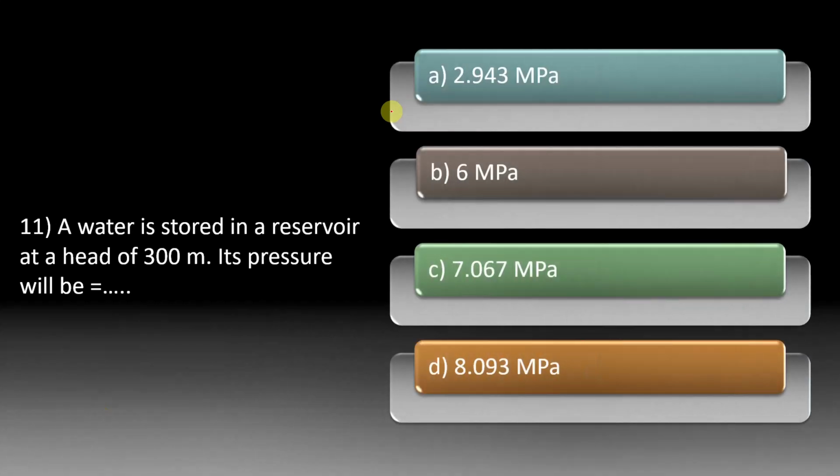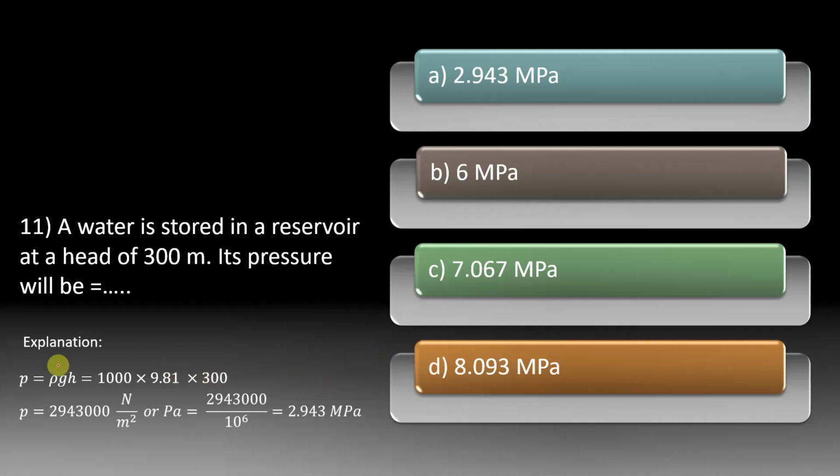Now suppose water is stored in a reservoir at a head of 300 meter, then its pressure will be. The options are given as 2.943 megapascal, 6 megapascal, 7.067 megapascal, and 8.093 megapascal. We know that pressure is equal to rho g h, where rho is the mass density, that is 1000. g is the gravitational acceleration, that is 9.81, and h is the head, which is given as 300 meter. If you make this calculation, it is 2,943,000 Newton per meter square or Pascal.